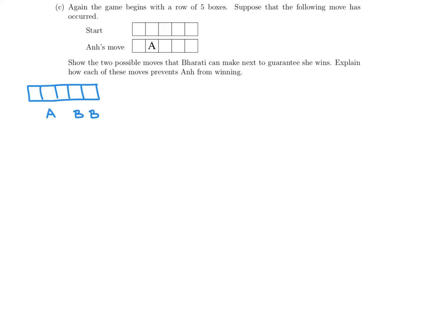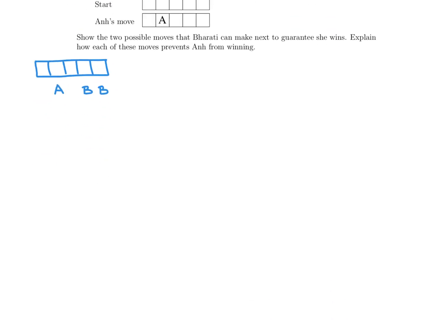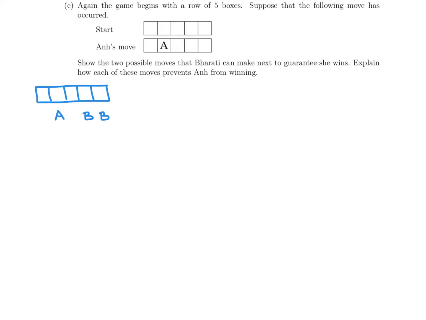Now, as you remember from the question, you can put two of those. Let me just remind you. A player can put his or her initials in 1 or 2 adjacent boxes, so that 2 is allowed. So that's what I'm going to do. And if that's the case, then now whatever On does, Bharati can win. So for example, if On puts there, Bharati can then put her initial here and win.